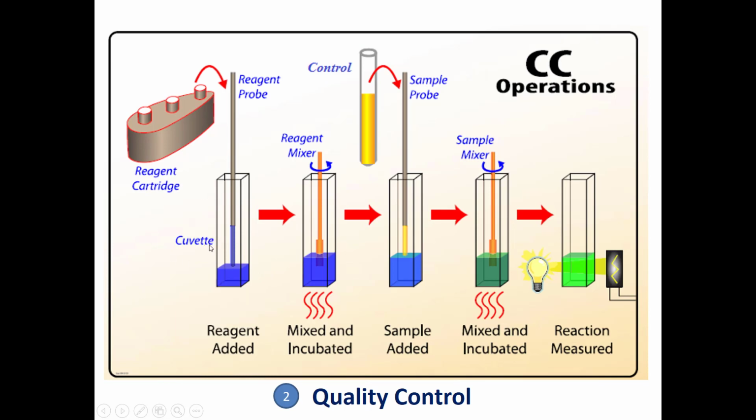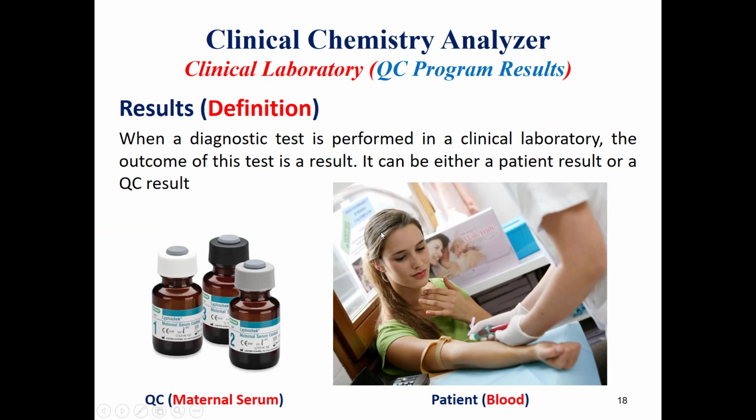So first we add the reagents, then we mix and incubate at 37 degrees. After that we add the control similar to the way we add a sample. We mix the mixture and incubate at 37 degrees, and finally we read the absorbance, as we said before, and we multiply it by the calibration factor in order to have the QC result. Now we have the result.